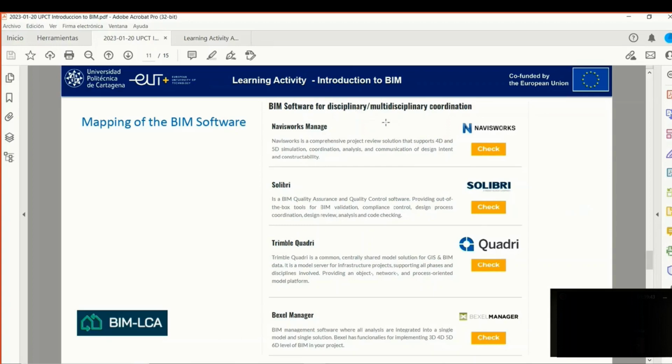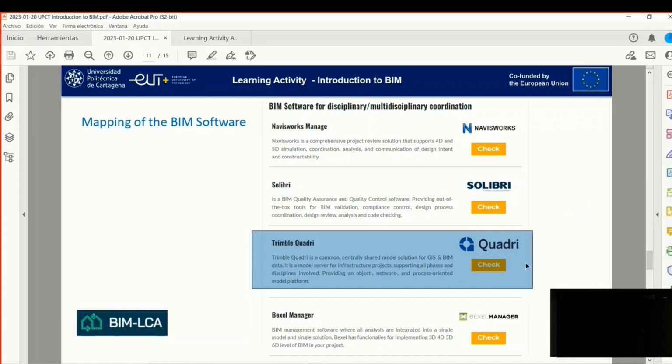For joining and for checking the collision between models of each discipline, of each part, of each agent, okay? In order to federate or to coordinate all the parts or the models, we can use this software, Navisworks, Solibri. Quadri is very interesting. Quadri is used, for example, in Ramboll, in Norway, to join or to federate civil engineering works. Okay, such as roads, bridges, and all the elements, the topography, surface, because Quadri can read a lot of kinds of files. Okay.